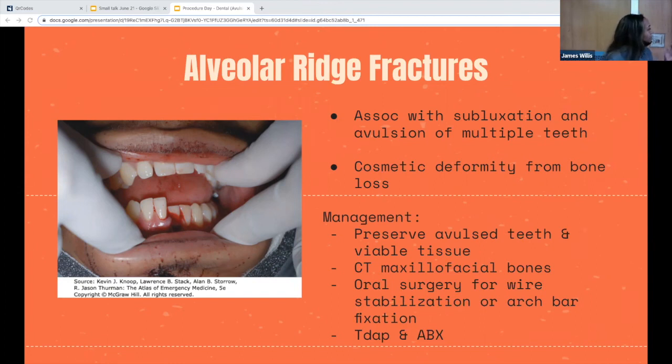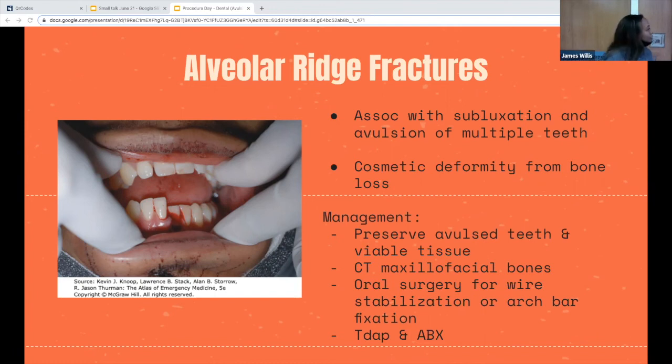But I think most of these should be wired and repaired pretty immediately. These patients should have their tetanus updated, and then they should also receive antibiotics covering oral flora. Some good options would be penicillin, cephalosporin, or clindamycin.